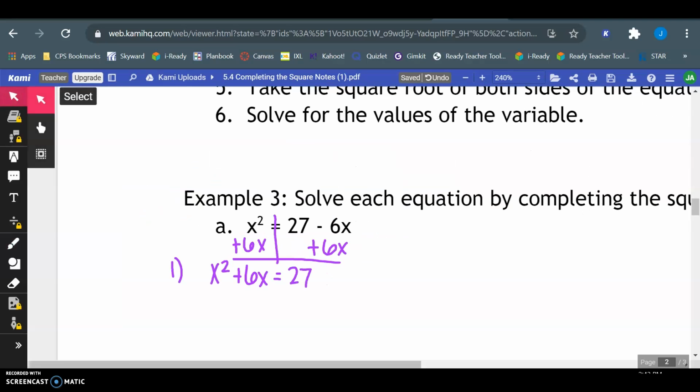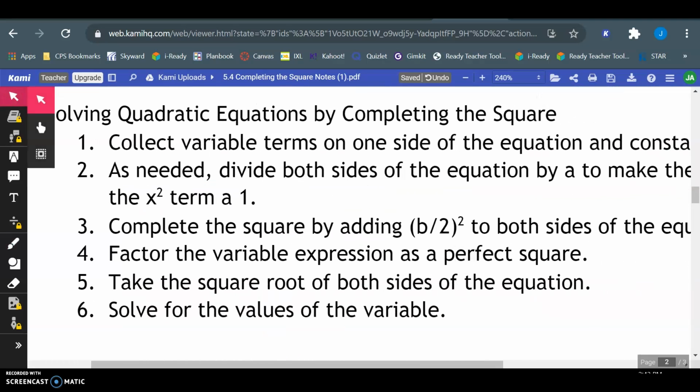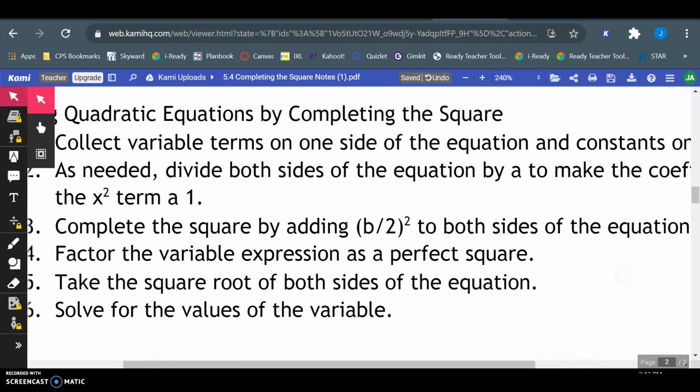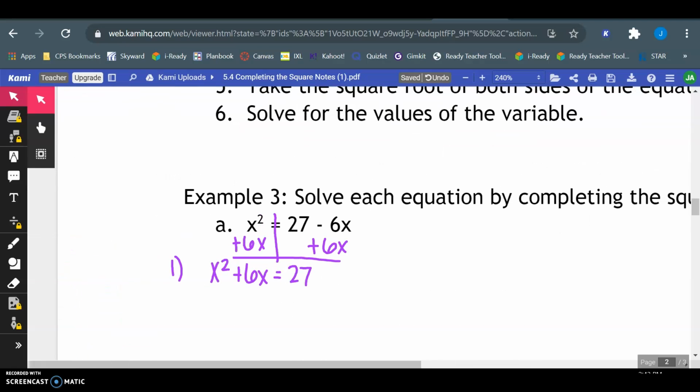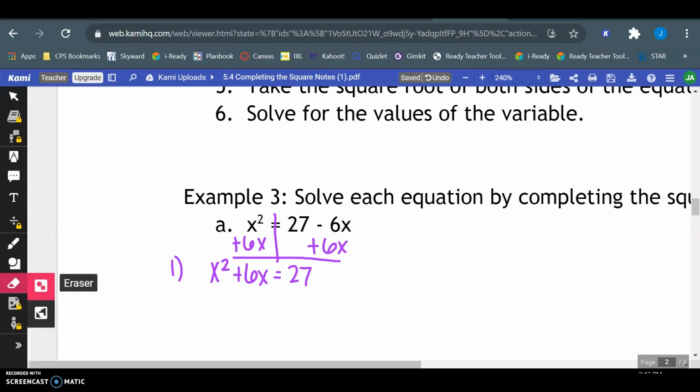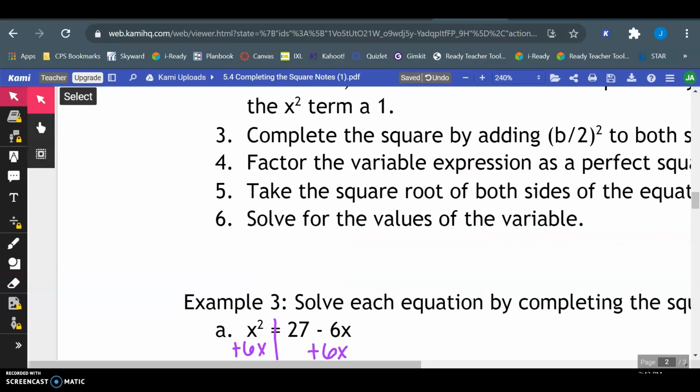Then if we go back up here, step number 2 says as needed, so we don't always have to do this, divide both sides of the equation by the a value to make the coefficient of the x squared term 1. So what that means is if we had, let's say, a 5 out here in front of x squared, we would have to divide everything in that equation by 5. We don't have that number. That's why step 2 says as needed. We don't have to do it in this case. All right, so we're going to move on to step 3.